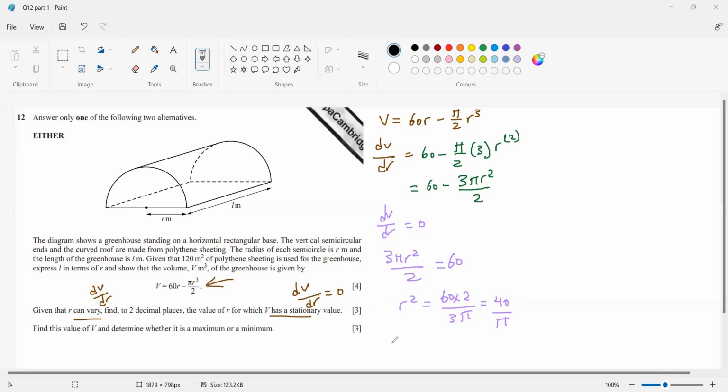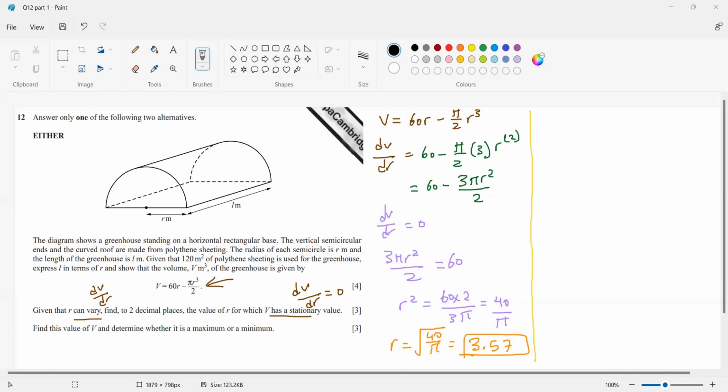We get the answer with proper brackets, and this would give the answer correctly to 2 decimal places. So shift square root of 40 over pi. It becomes roughly, to 2 decimal places, 3.57. Okay, 3.57. And then find the value of V corresponding to this stationary point and determine whether it's a maximum or a minimum.